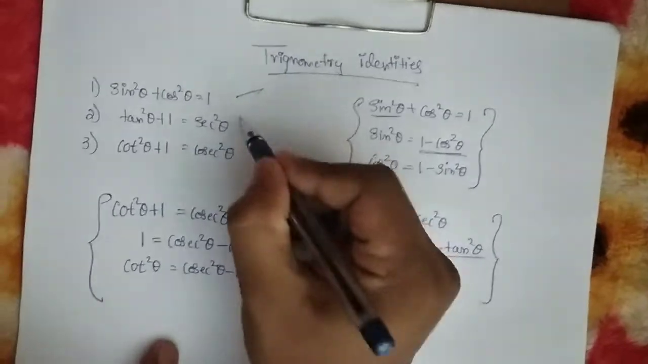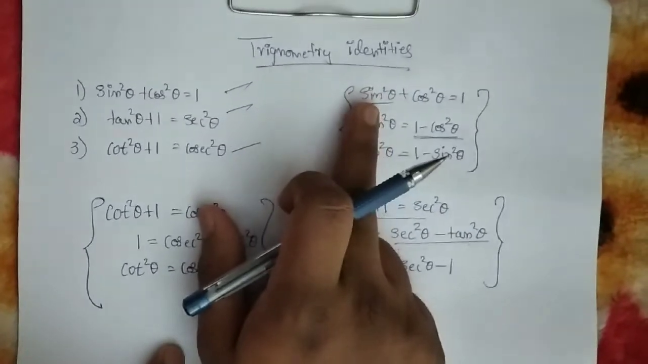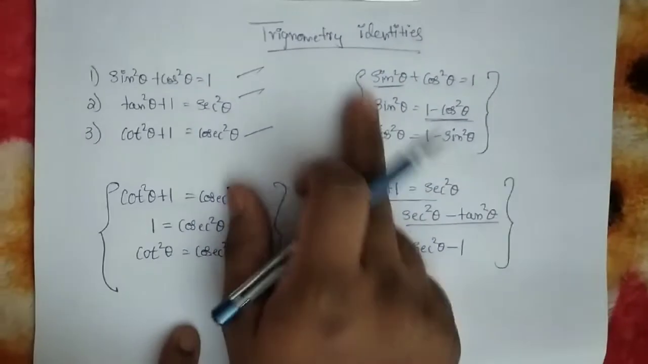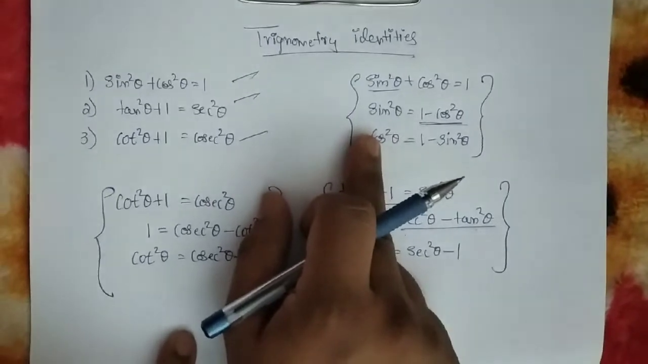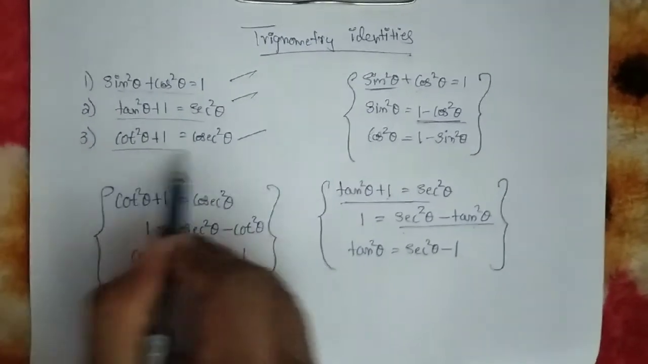So these are the three important identities, and I have also explained in which way the identities can be reformed. It can be written in another two different ways. So for that reason, at least friends, you should remember these three identities compulsorily.